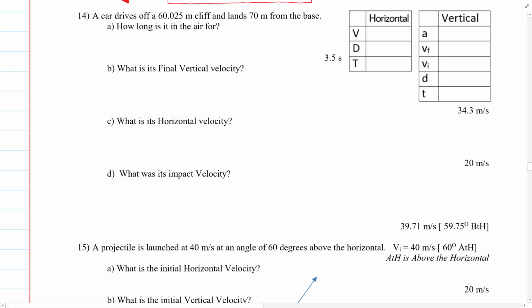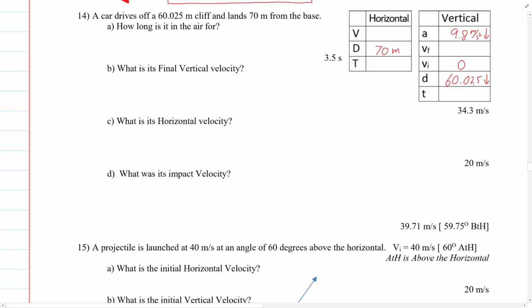A car drives off a cliff of 60.025, right down to the millimeter, and that's how far down it'll go. And it lands 70 meters from the base. Well, this is different. How long is it in the air for? Do we have enough information? Again, we do. It's horizontal, and the acceleration is 9.8 meters per second squared down.